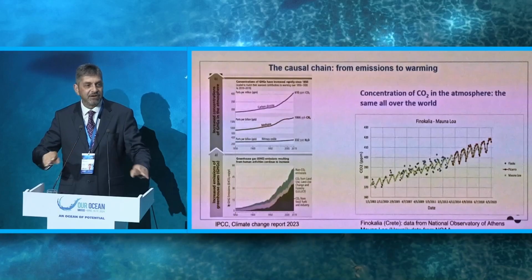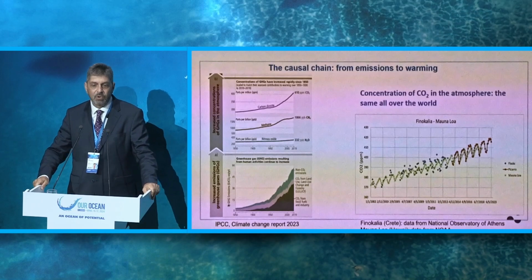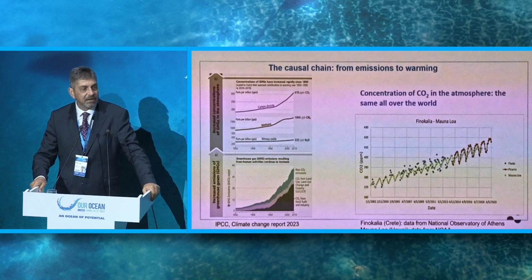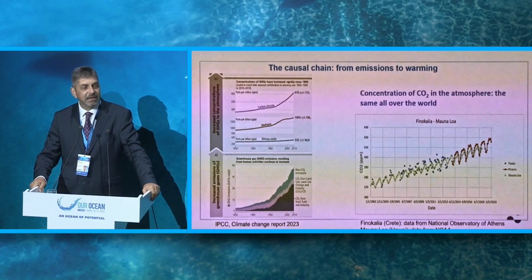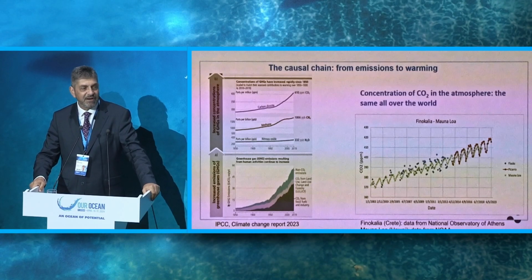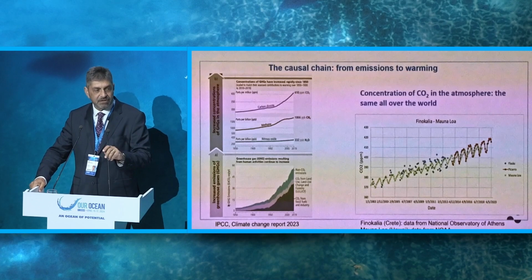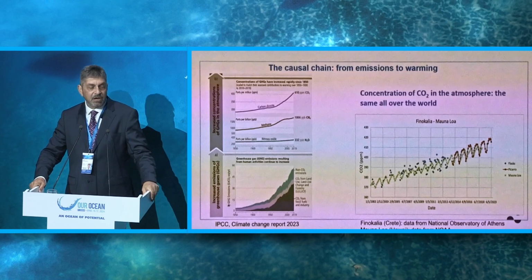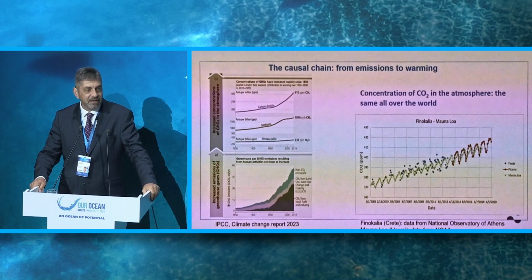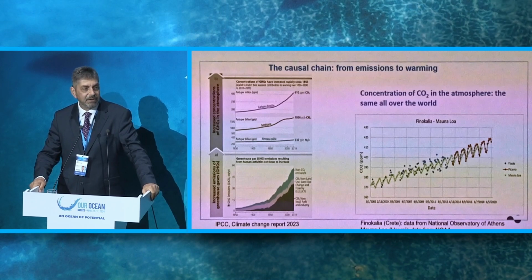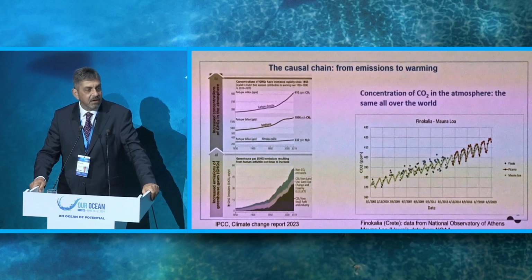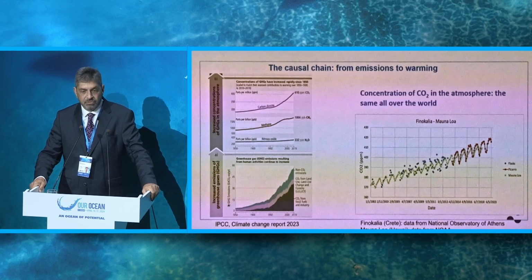So there is a causal chain. We have emissions of gases, eventually greenhouse gases, that lead up to warming. If you take a look at the lower left panel, you will see that since the beginning of the 20th century and more intensified after the second half of the 20th century, after the Second World War, we have great acceleration in the emissions of CO2, methane, and other minor greenhouse gases, which continue, of course, to rise.